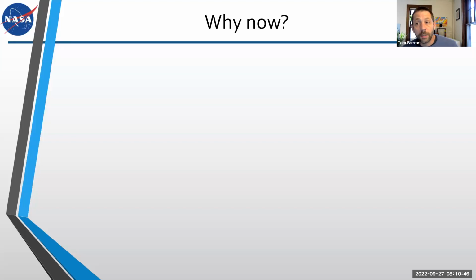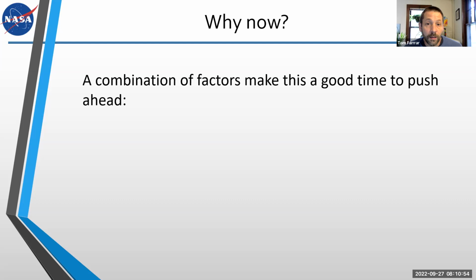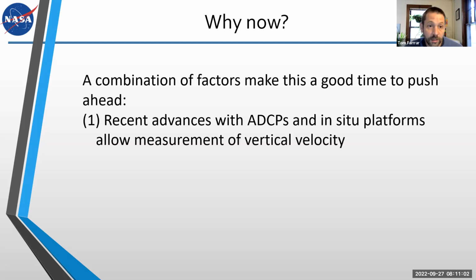Okay, so I'd like to talk about some of the factors that enable S-MODE and make this a good time to push forward on measurements of velocity gradients at sub-mesoscales. So one that is really important is that there have been a lot of recent advances with acoustic Doppler current profilers and in situ platforms that allow measurement of vertical velocity now, and in general improved estimates of horizontal velocity.